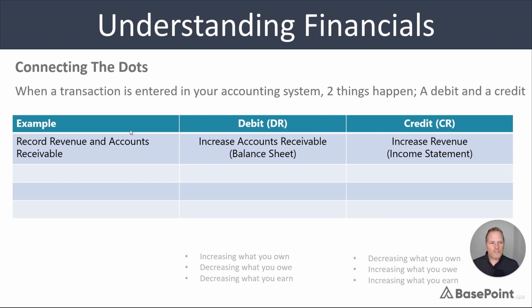So when you do that transaction, you're going to have a debit and a credit. So what happens here? Well, the debit will be the increase in the accounts receivable, because you are now increasing what you own. What you own is a receivable. You have a receivable that is owned by you, and so it's payable to you by your customer or your client. And so you debit your accounts receivable, that's on your balance sheet.